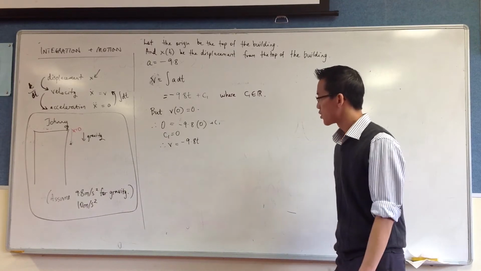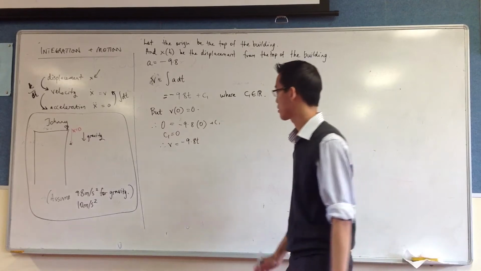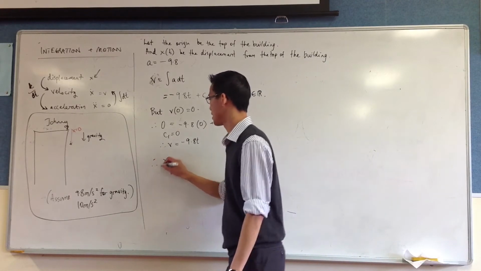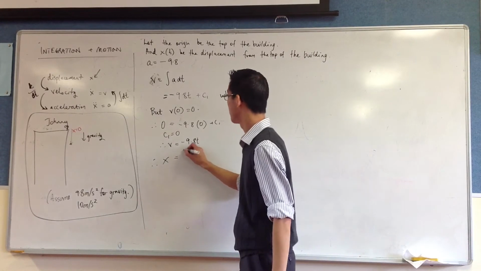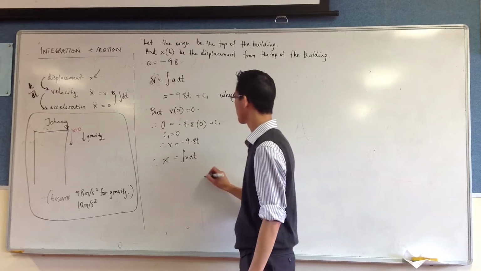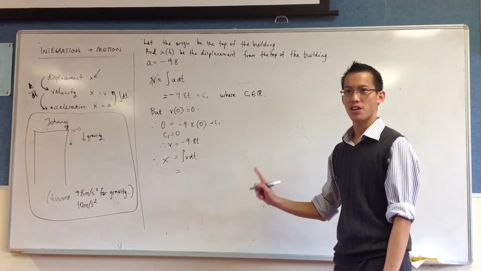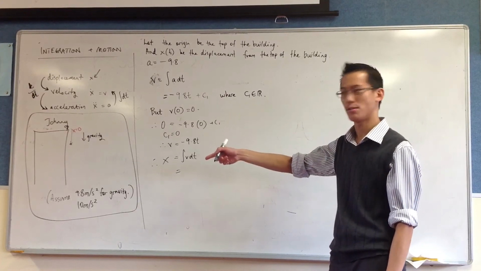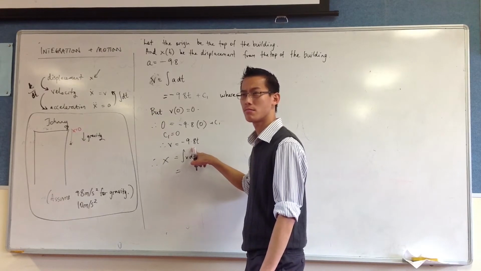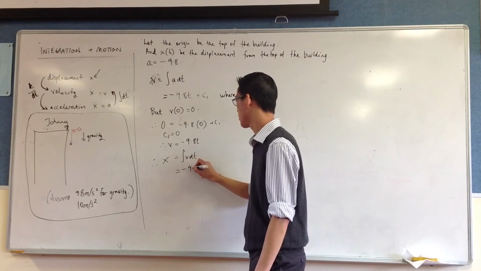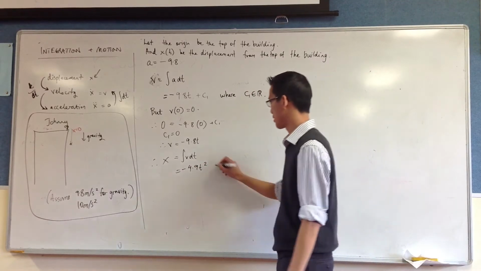Okay, great. So now I know at any given time how fast it's going. I'd also like to know where it is, right? So to go from velocity to displacement, I'm going to integrate again. Okay, so 9.8. That t is going to go up in power, and then I have to divide by the power, right? So what am I going to get out of this? Minus 4.9. Good. Okay, and again, another constant.